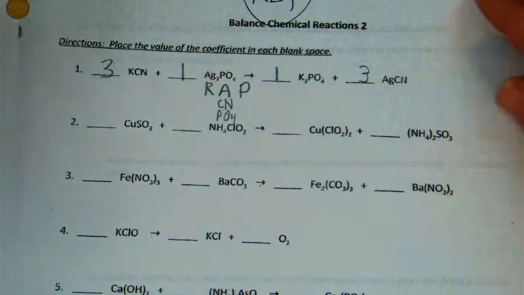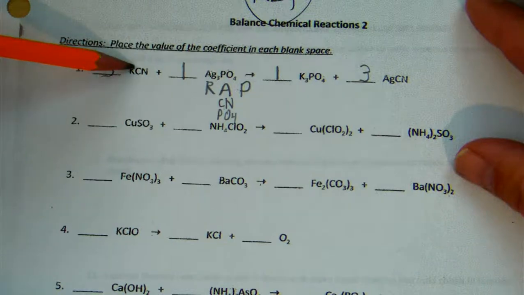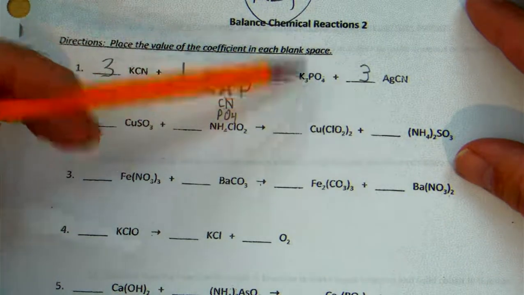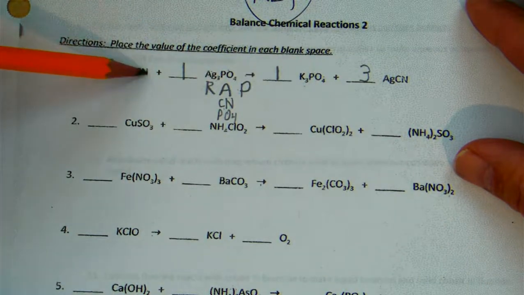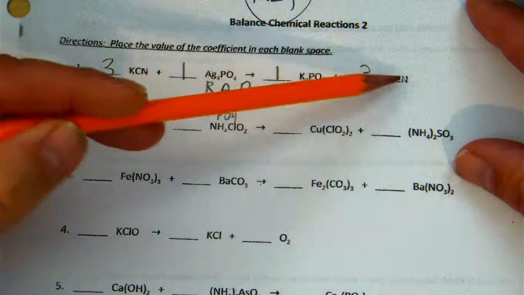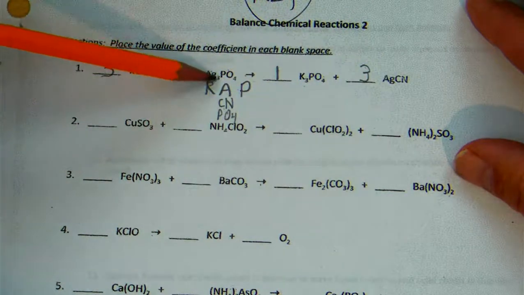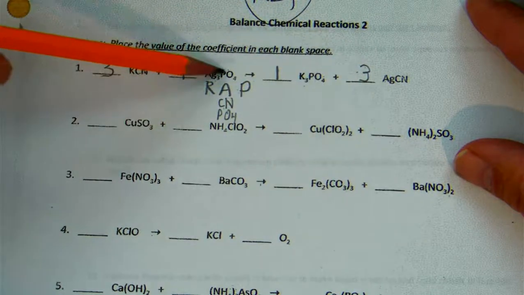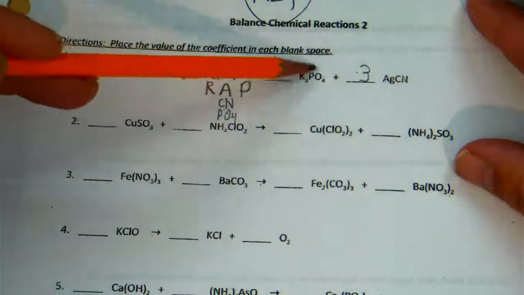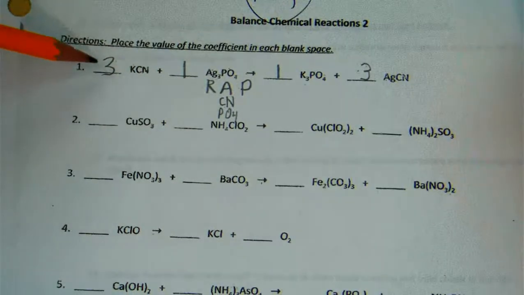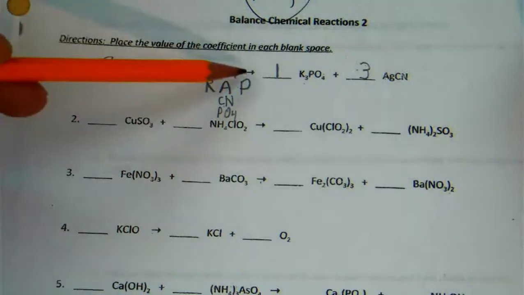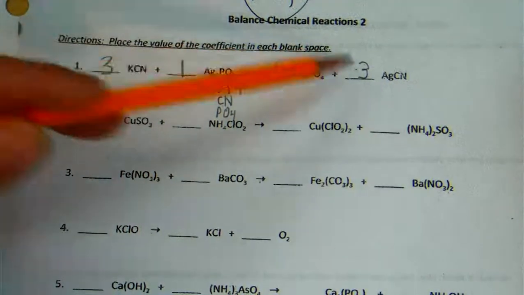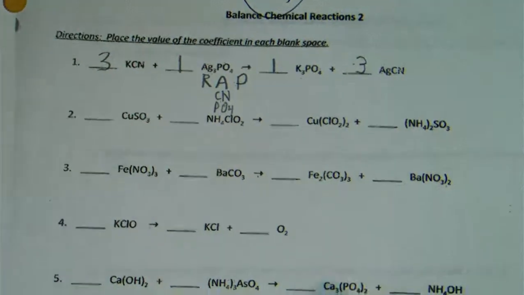Let's do one final check. 3 potassiums, 3 potassiums, 3 cyanides, which is CN, 3 cyanides. 3 silvers, 3 silvers, 1 phosphate, 1 phosphate. It's balanced with coefficients 3, 1, yields 1, 3.